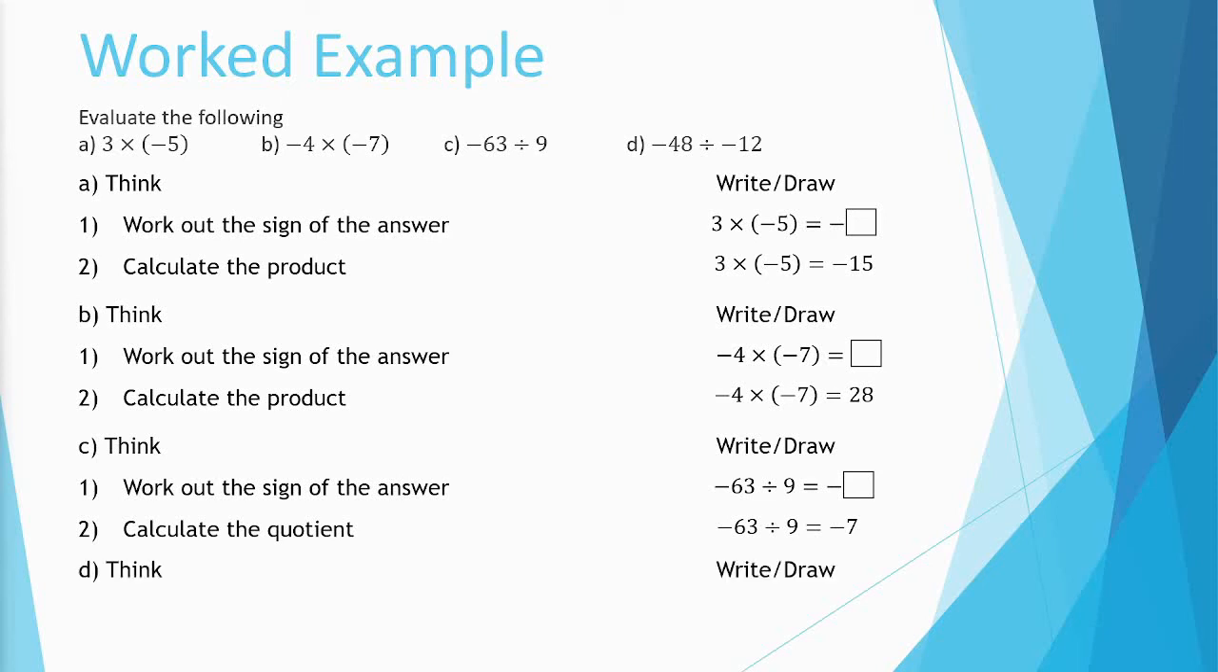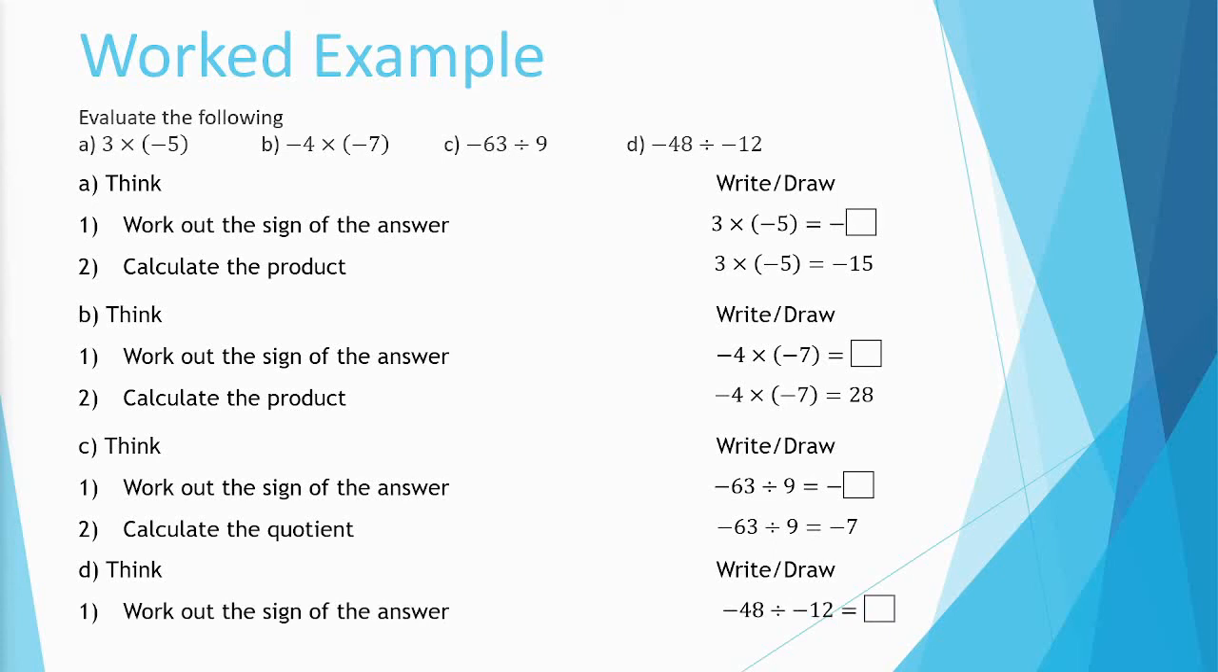And for question D, I've got negative 48 divided by negative 12. You notice we haven't put the bracket in this second one, and you can see it's still fairly clear, but if you're quickly writing this, that could just be a bit of a dash in your book, and that's why the brackets might be a little bit clearer.